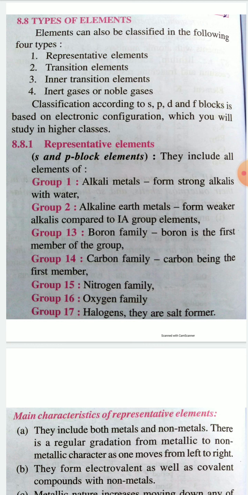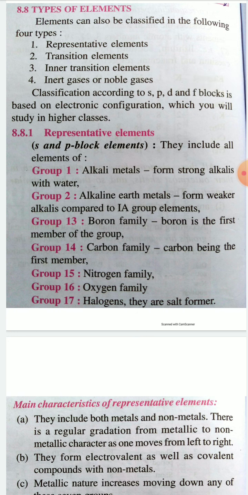Group 13 elements are also called the boron family, because boron is the first member of this group. That's why group 13 is also called the boron family. Similarly, group 14 is the carbon family, because carbon is the first member of this group. Group 15, nitrogen family. Group 16, oxygen family, also called chalcogens. And group 17, halogens.